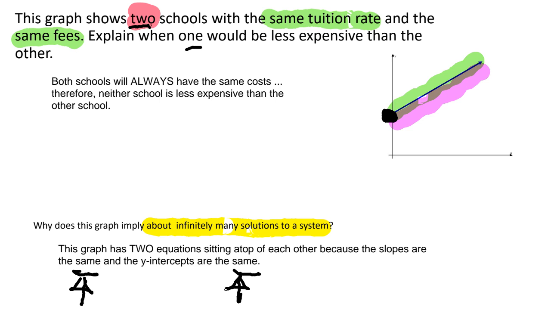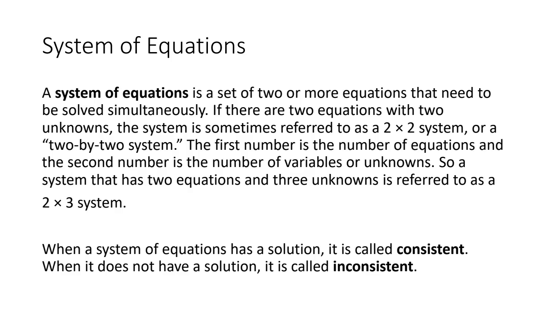Okay? Now, let's continue. Vocabulary. Now, a system of equations is a set of two or more. Your project's going to have more than two equations that need to be solved simultaneously. Now, we could run the numbers, which is something you're going to have to do, creating an Excel spreadsheet or a table. Now, if there are two equations with two unknowns, we call that a 2 by 2.